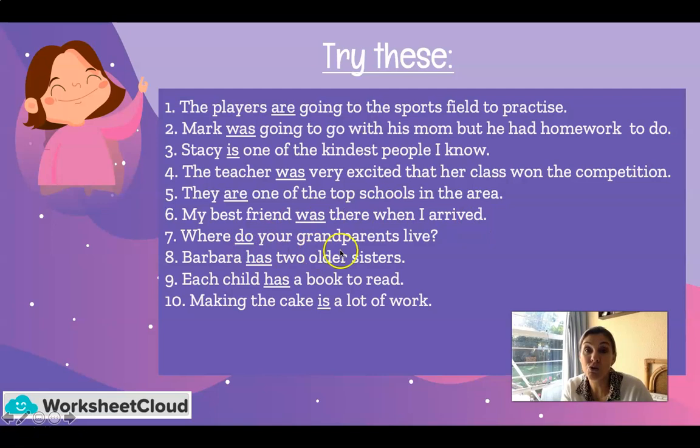Where do your grandparents live? You're not going to say where does your grandparents live, because here you can see there's the S, so you don't need the S in the word do, which is does. Where do your grandparents live? Barbara, one, singular subject, has 2 older sisters. Number 9, each child has, there's your S, a book to read, and making the cake is a lot of hard work.